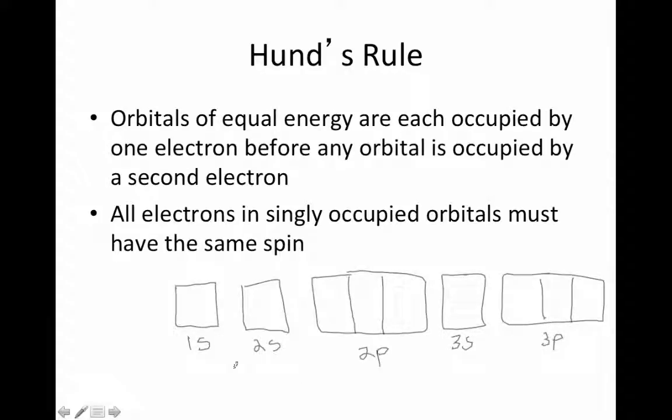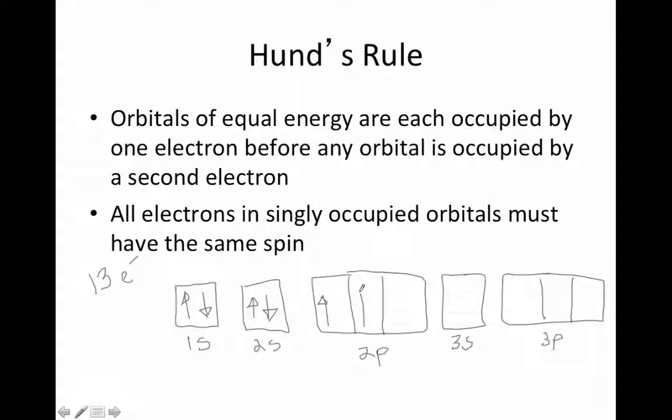So let's take an element that is bigger. We'll look at, let's say, the element aluminum. Aluminum has a total of 13 electrons. So if we put our electrons in 1, 2, 3, 4. Now, orbitals of equal energy are each occupied by 1 electron. So as I'm adding these electrons, I'm going to add them according to the rules.